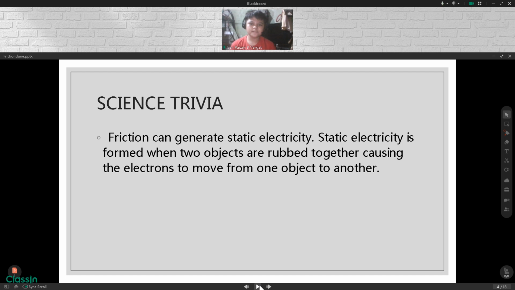Science trivia. Friction can generate static electricity. Static electricity is formed when two objects are rubbed together, causing the electrons to move from one object to another.